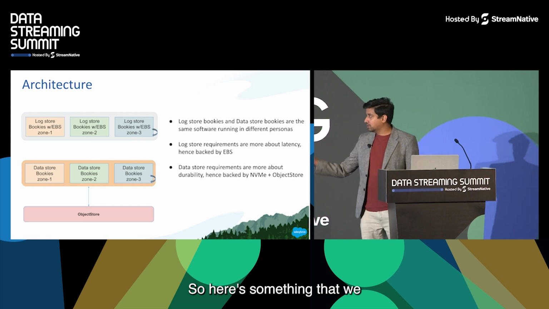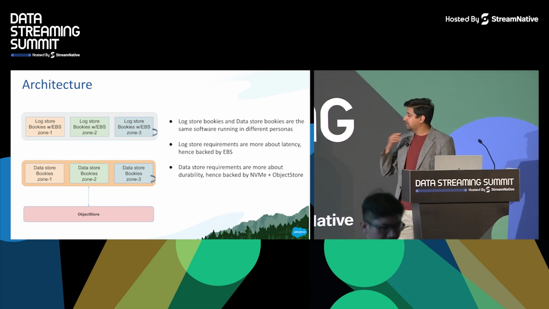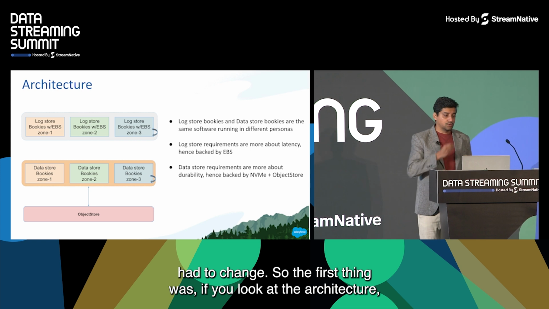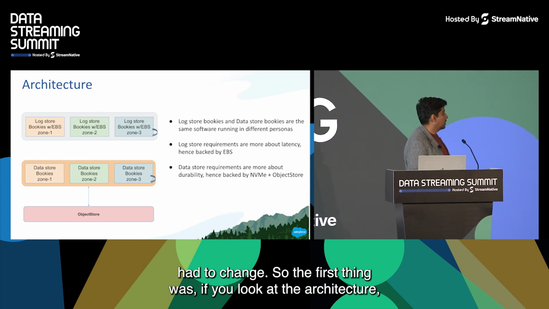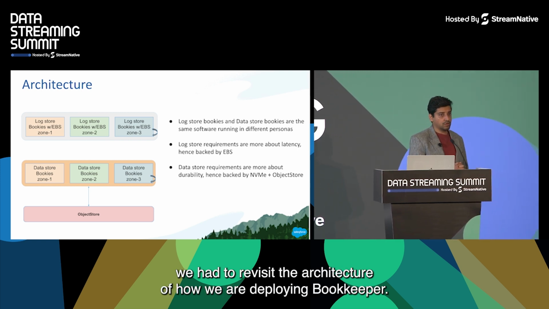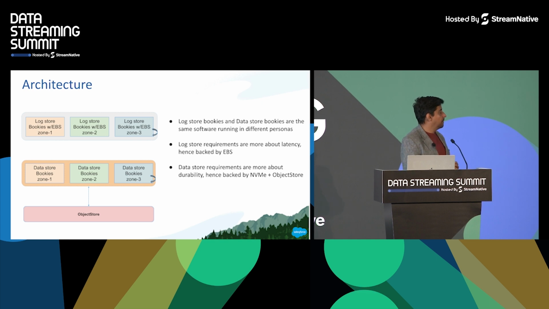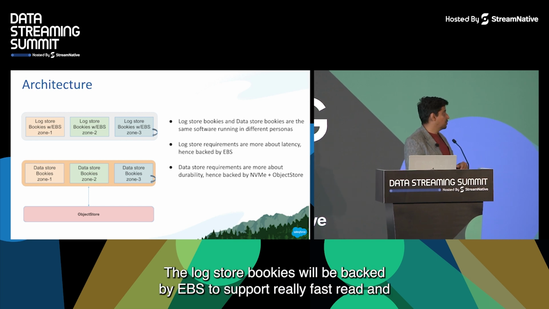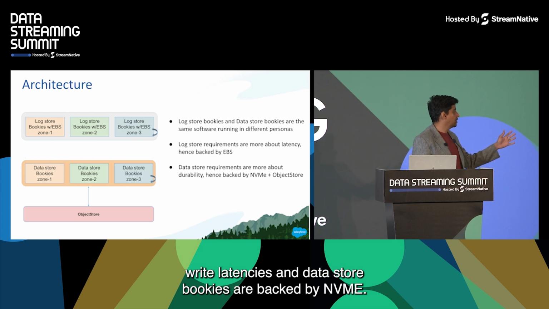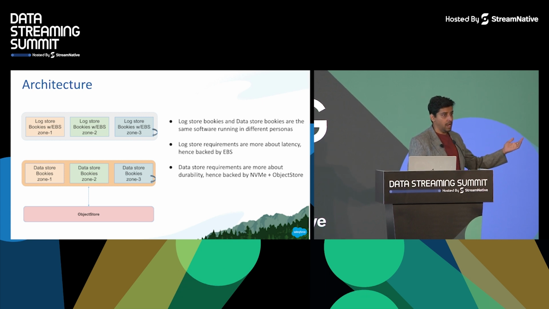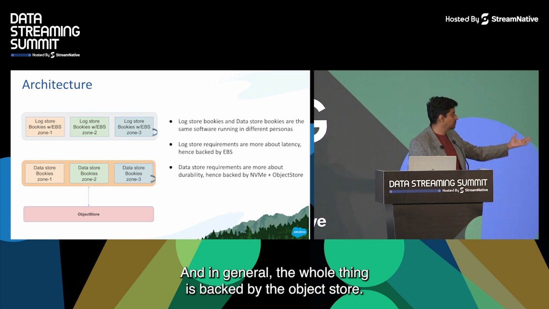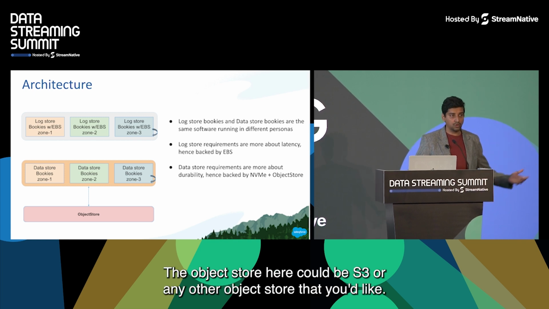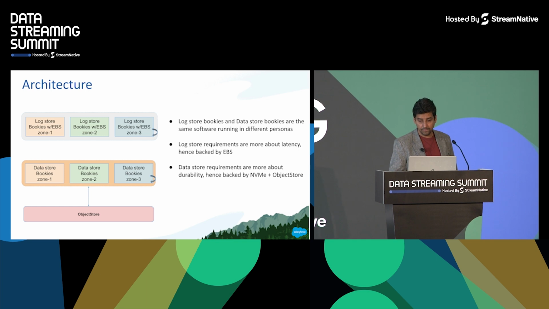So here's something that we had to change. If you look at the architecture, we had to revisit how we are deploying BookKeeper. We separated the bookies into log store bookies and data store bookies. The log store bookies will be backed by EBS to support really fast read and write latencies, and data store bookies are backed by NVMe, and in general, the whole thing is backed by the object store. The object store here could be S3 or any other object store that you'd like.